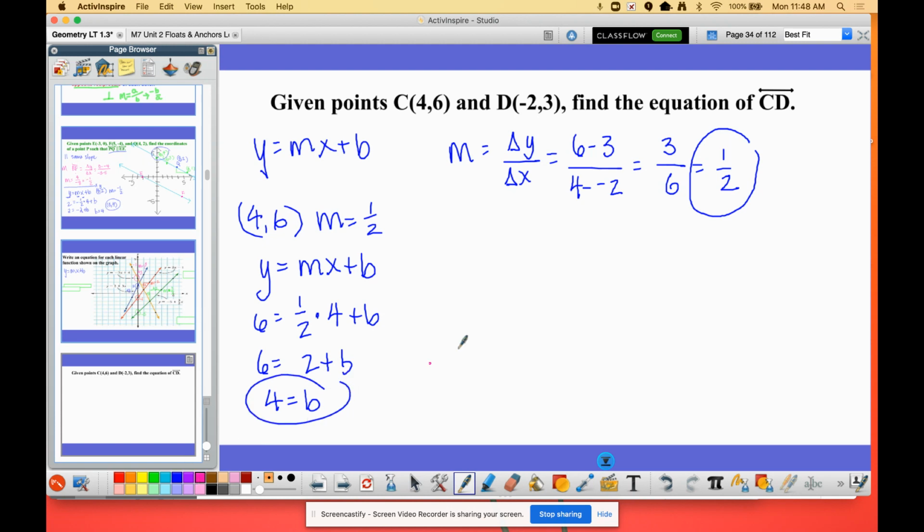Now let's try this with the other coordinate, because every year we do this, and I know this is a review, you should have done this in algebra, but every year somebody says, well, doesn't matter which point. So now let's use point D. So we'll do (-2, 3).